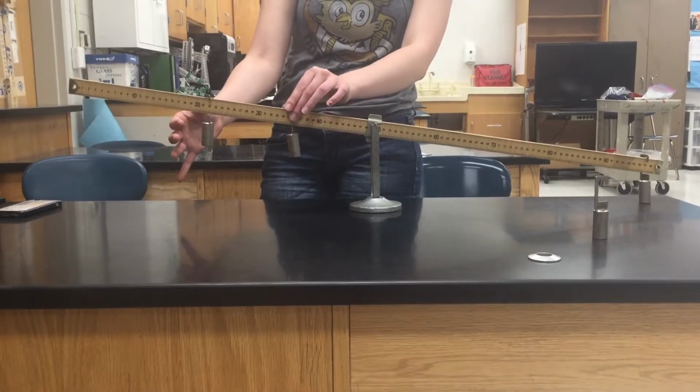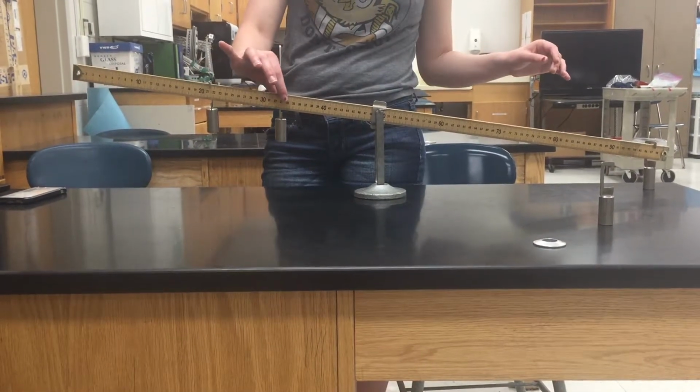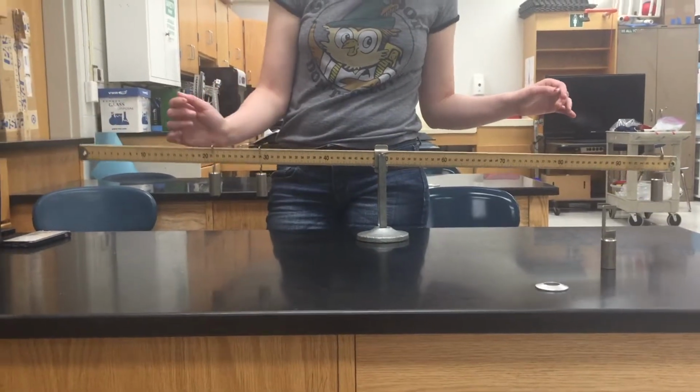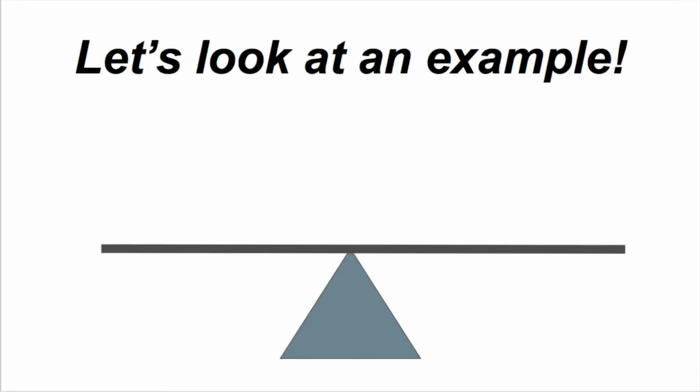If we keep the number of masses on each side of the meter stick the same, and therefore leave force on each side the same, all we are able to adjust is the lever arm. Let's look at a PowerPoint example. Here we have a beam completely balanced on a fulcrum.